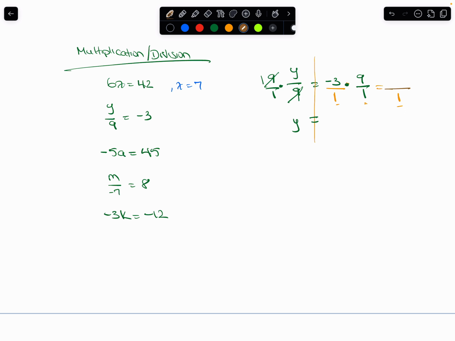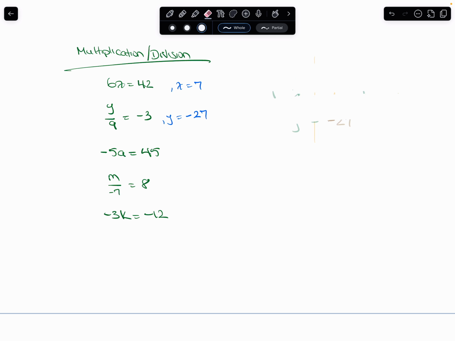And on the top, you have a -3 times 9. Negative times a positive is negative. 3 times 9, 27. So we have -27 over 1, and that's just the same as saying negative 27, because 27 divided by 1 is 27. Negative divided by positive, negative. So here in our answer, y equals negative 27. Not too bad. Let's work on the next one.